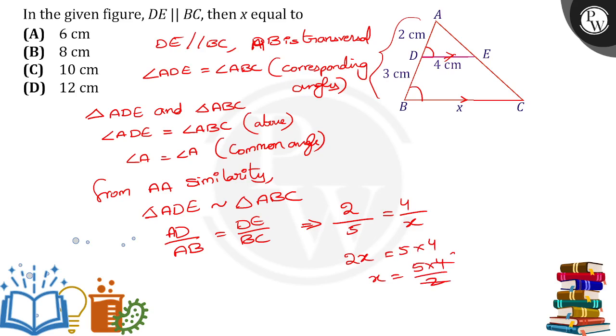So 2 cancels 4 for 2 times. So 5 2s are 10 centimeters. So option C is the right answer.